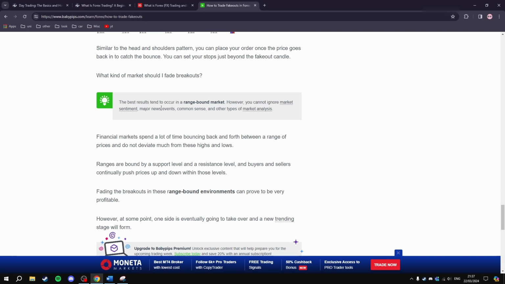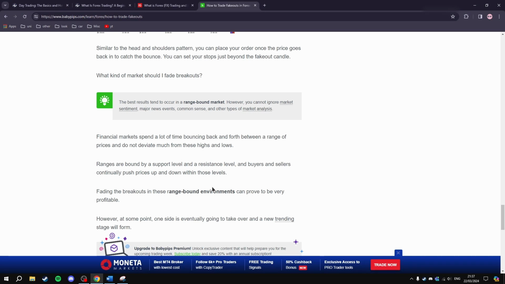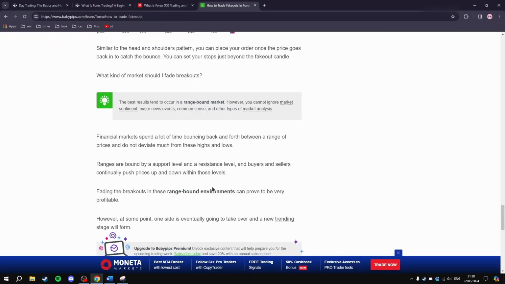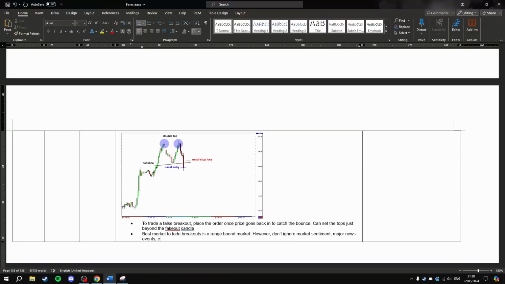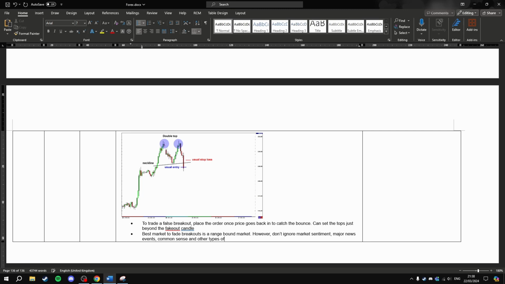However, you cannot ignore market sentiment, major news events, common sense, and other types of market analysis. The best market to fade breakouts is a range-bound market. However, don't ignore market sentiment, major news events, common sense, and other types of market analyses.